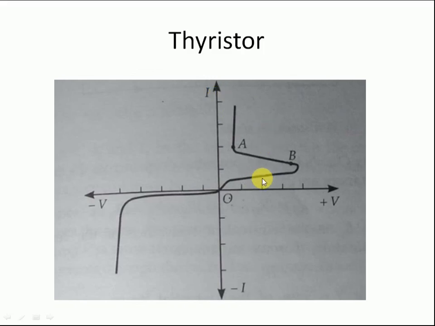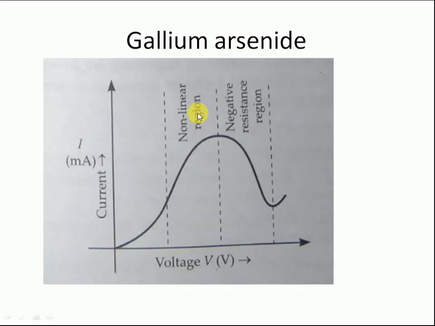And this is the thyristor. For the same voltage in this region, we will get two values of current, and this is also not a straight line, so it also does not follow Ohm's law. And this is gallium arsenide. This is a semiconductor in which the voltage and current increase, but after some time the current starts decreasing with the voltage. For this reason I call it negative resistance, because when you increase the voltage, the current decreases. So this is the negative resistance region. So gallium arsenide is also non-ohmic.